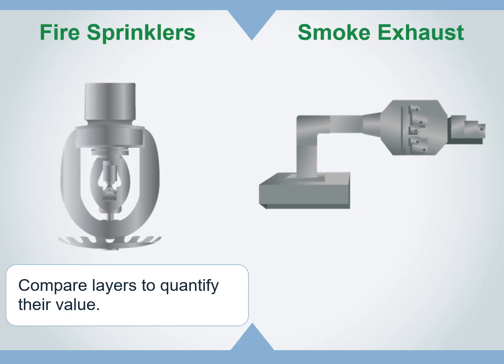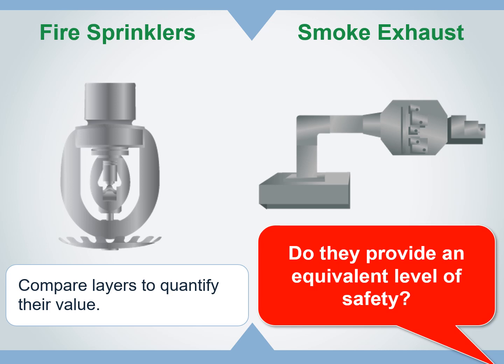In order to quantify the different components or layers of safety, it's necessary to compare the value of one against the other. So let's look at fire sprinklers and smoke exhaust systems. Do they provide an equivalent level of safety?